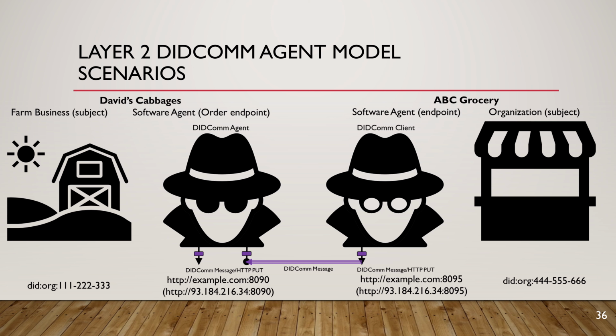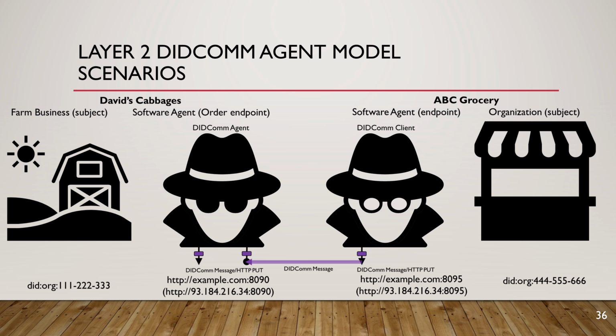If we look on the left-hand side, we have David's Cabbages, and it's got a DIDComm agent, and it's running on port 8090. And it's got a personification, which is a farm business. That's the subject or the persona that's associated with that DIDComm agent. And it has a decentralized identifier of DID:org:111-222-333.